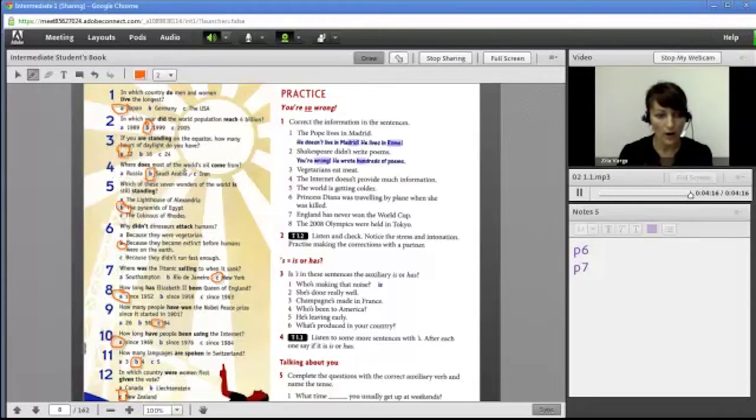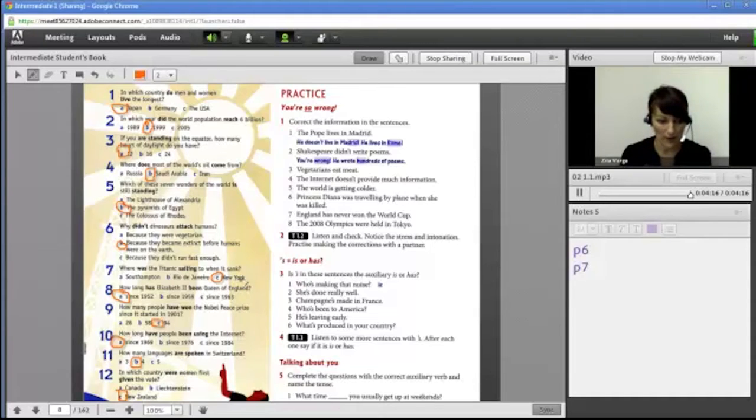4, where does most of the world's oil come from? The answer is B, Saudi Arabia. 5, which of these 7 wonders of the world is still standing? It's the pyramids of Egypt. Answer B. 6, why didn't dinosaurs attack humans? The answer is B, because they became extinct before humans were on the earth. Number 7, where was the Titanic sailing to when it sank? It was sailing to New York.